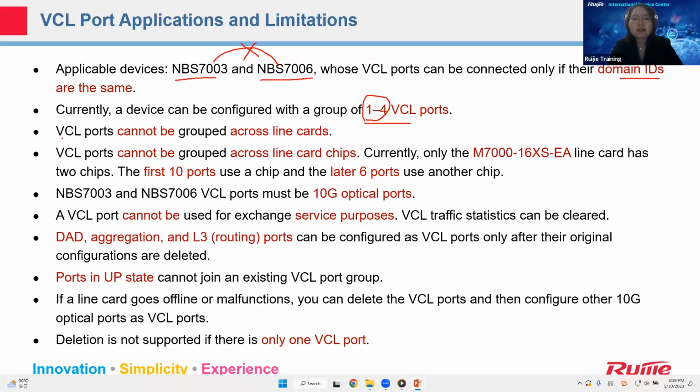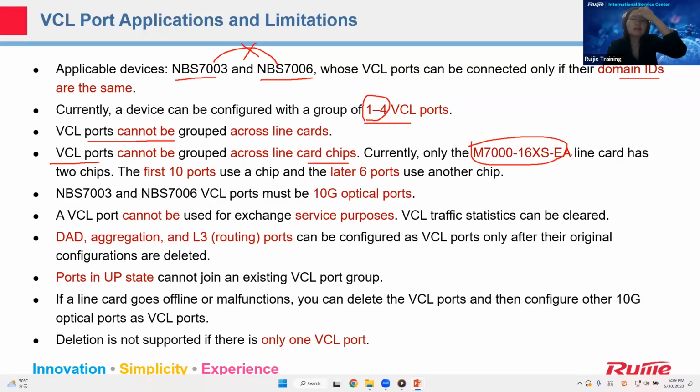Another one is that VCL ports cannot be grouped across line cards. That means in the same switch, you cannot use an interface on slot 1 and another on slot 2 to become the VCL, because they cannot cross line cards. And another one is that VCL ports cannot be grouped across line card chips. This is special to the line cards.